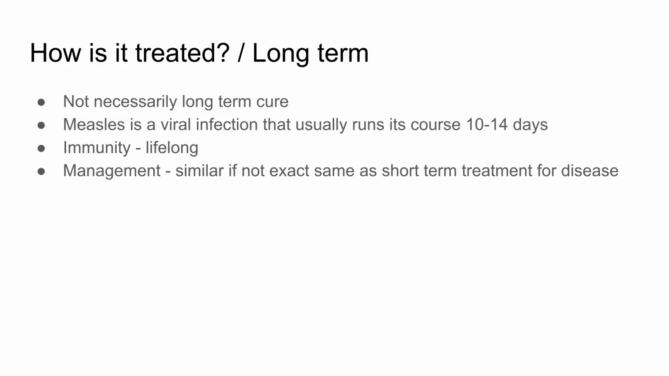So, as for your long term, how is it treated? There's not necessarily a long term cure, as really there's not a cure. Measles is a viral infection that usually runs its course within a 10 to 14-day window. After you've been infected and after you've had measles, typically your immunity thereafter is lifelong. And management is very similar to short term treatment. It's just treating your symptoms, rest, fluid intake, fever reducing medications, and so forth.